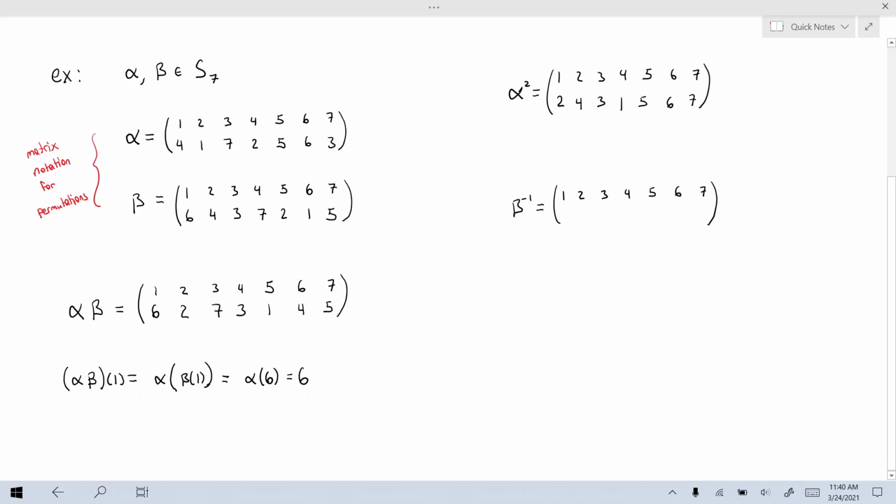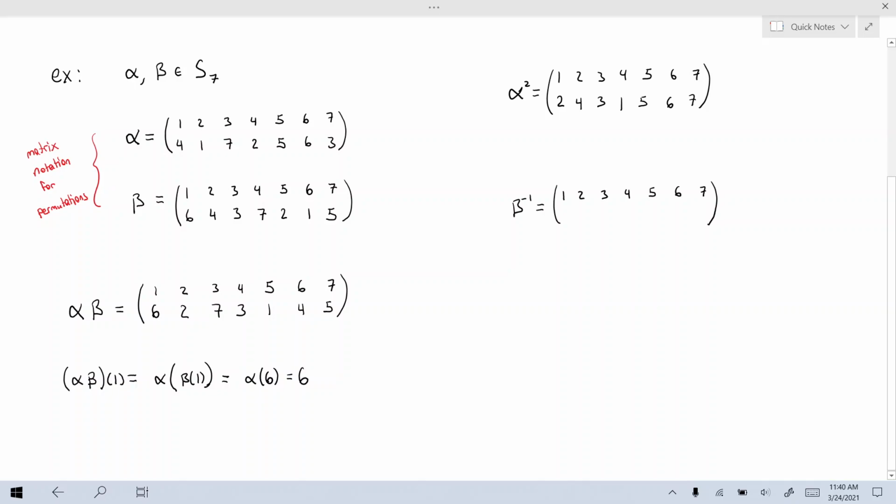And of course, since we said that Sn is a group under function composition, every element has an inverse. All right, so how would you find beta inverse? Well, remember the idea of the inverse is that it just maps everything backwards, right? So all you need to do is read beta backwards, if you will, to figure out what beta inverse will be.